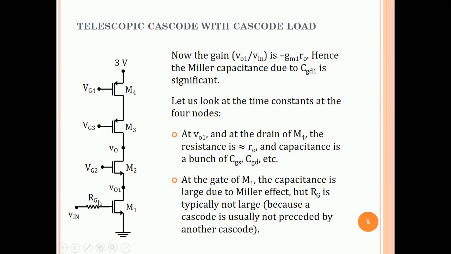Typically RG is not large because for RG to be large in a cascode, the previous stage to which this cascode is connected will also have to be a cascode, but it is rare. I have actually never seen a cascode cascaded with another cascode. The frequency response is just not good enough, so these are hardly ever used in practice. Therefore RG is typically not large. So what we say is the time constant at this node is larger than the time constant at this node. Let us just conclude that and move forward.